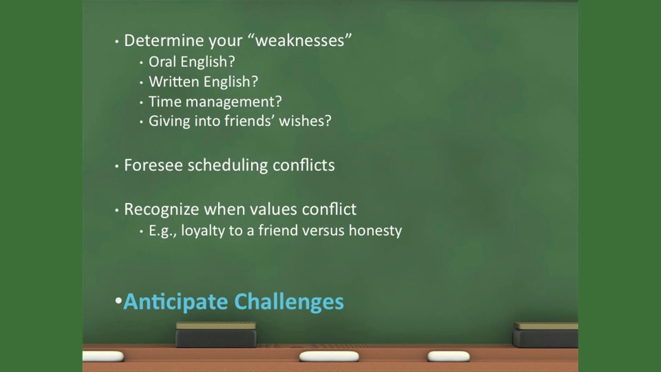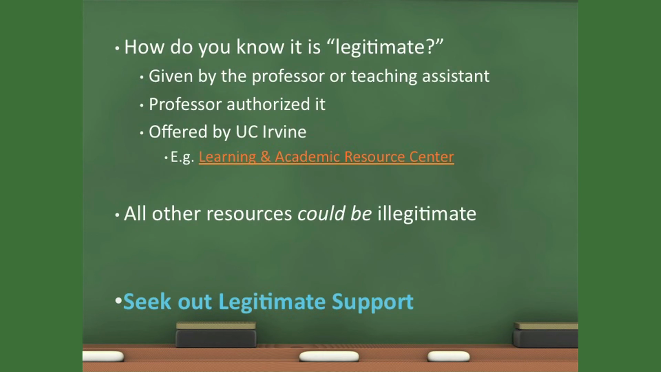Address your weaknesses now. And seek out what we call legitimate support. And how do you know what is legitimate? If your professor or TA told you you could use it, if the professor gave it to you, if it's offered by UC Irvine, like anything from the Learning and Academic Resource Center, it is legitimate. You can go use that. You can get tutors from there. You can get help from there.